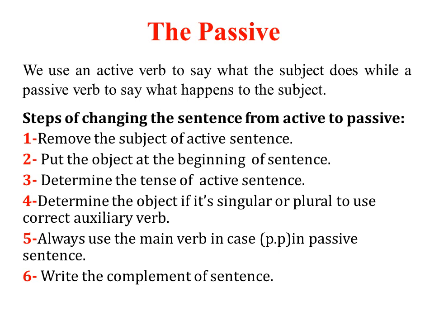What about the steps of changing the sentence from active to passive? Number one, remove the subject of the active sentence. Number two, put the object at the beginning of the sentence. Number three, determine the tense of the active sentence. Number four, determine if the object is singular or plural, to use the correct auxiliary verb. Number five, always use the main verb in the past participle in the passive sentence. And finally, number six, write the complement of the sentence.